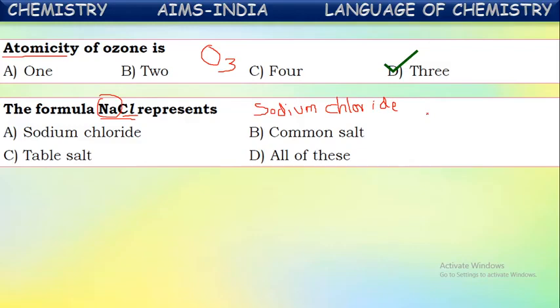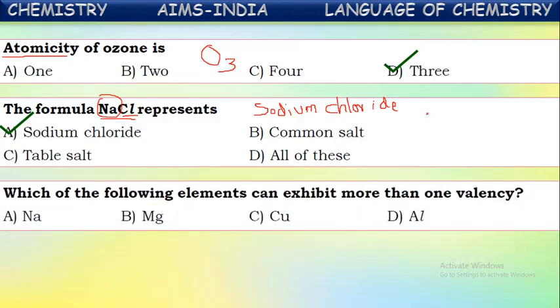Okay. First, we write the positive ion's name. Next, the negative ion's name. The root part of this negative ion's name is taken from its element name. And at the end -ide is attached, so we get the complete chemical name for that compound. Okay, right, sodium chloride. NaCl represents sodium chloride.